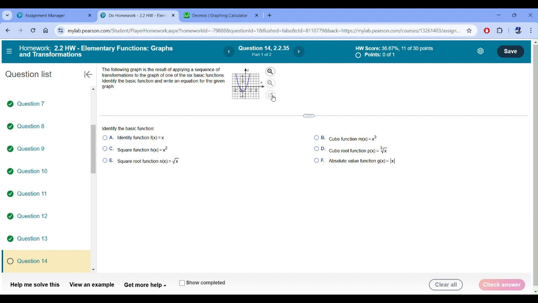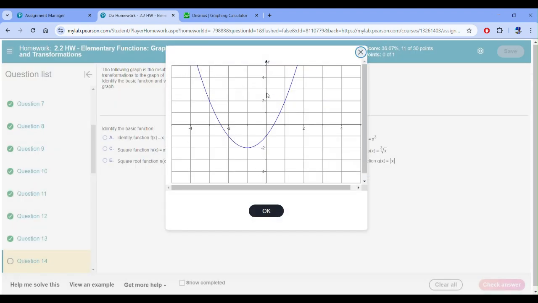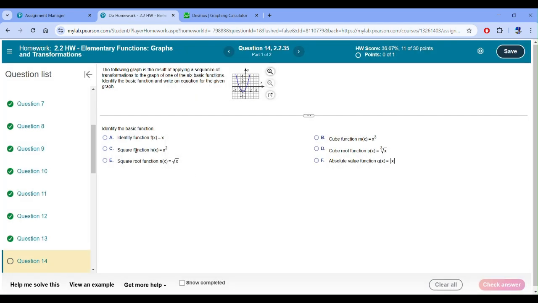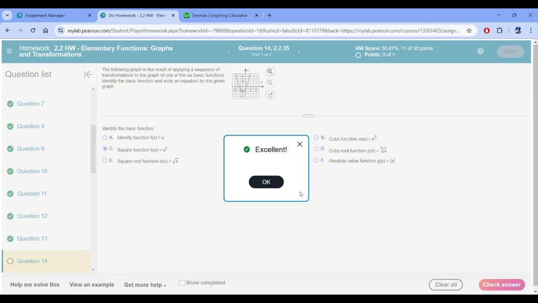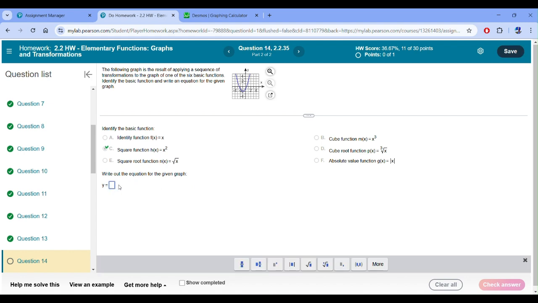What would this function be? Let's blow this up. So this function looks like a parabola that was shifted 2 units to the left and 2 units down. So I'm thinking it should be, oh, it's just asking what's the parent function? Square root function. I'm sorry, squared function. And then what would the equation be is what I just said.